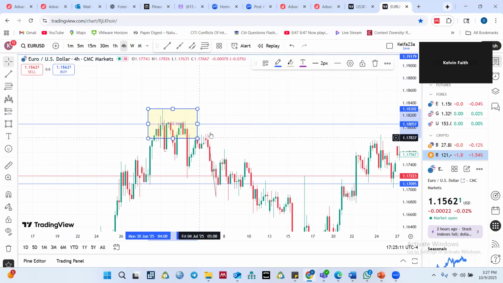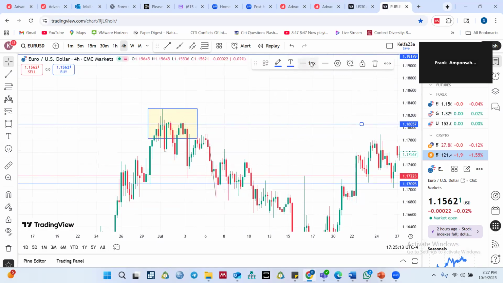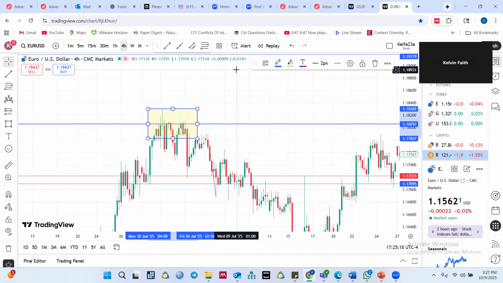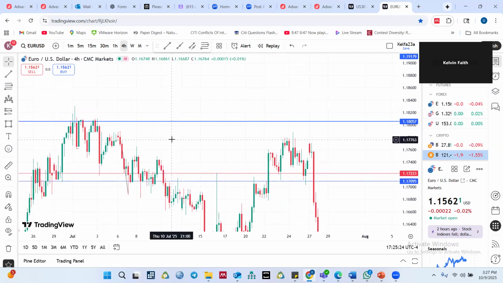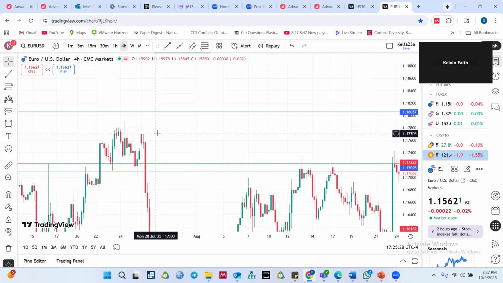This area. Yes. Let me make it very big. Good. So what did we say support is? Support is where buyers will step in, and resistance is where sellers will step in.